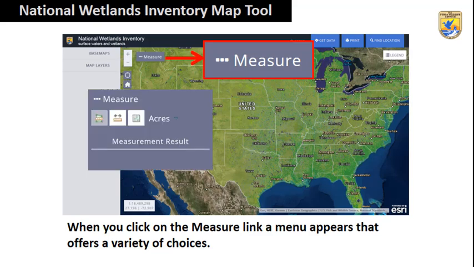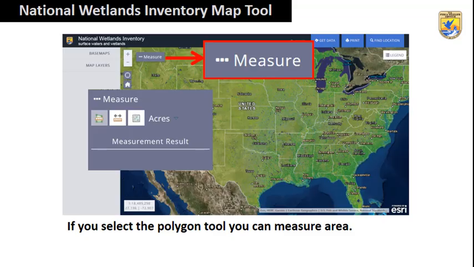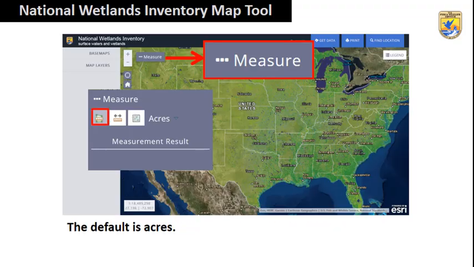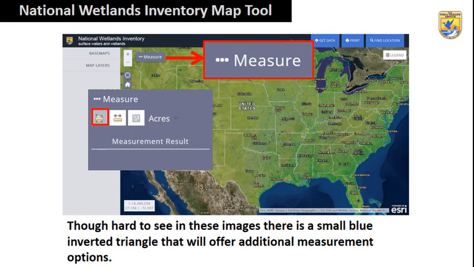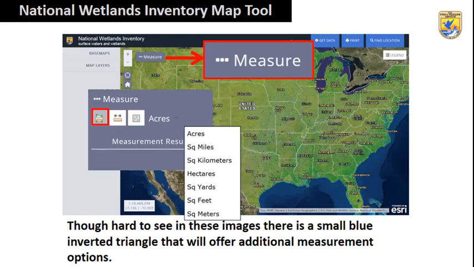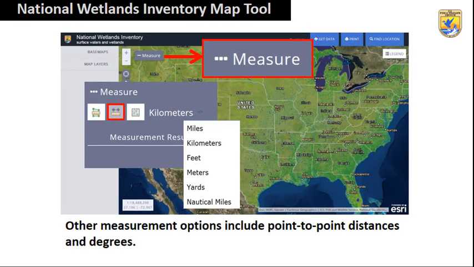When you click on the measure link, a menu appears that offers a variety of choices. If you select the polygon tool, you can measure area. The default is acres. Though hard to see in these images, there is a small blue inverted triangle that will offer additional measurement options. Other measurement options include point-to-point distances and degrees.